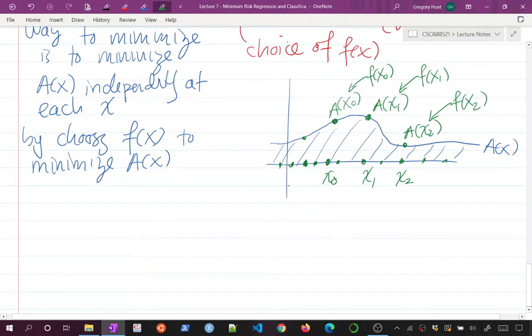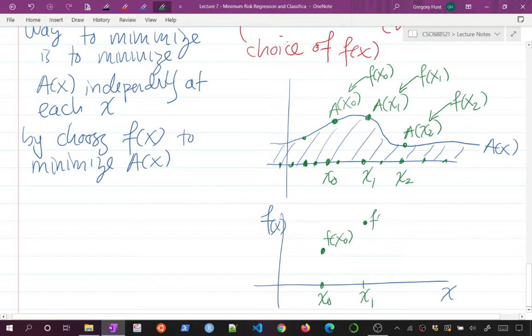So maybe I could draw the picture here. I think this is an interesting and important point to get across. So here's what I do. At x naught, I want to minimize a of x naught, and so if I choose f of x naught there, that minimizes it. And I go to x1, and I say, okay, I want to minimize a of x1. I do some math, and if I set f of x1 to be there, that minimizes it. And I do this for all my points.